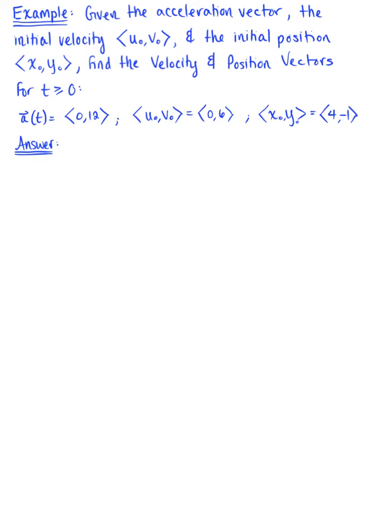So let's begin quickly here by recalling that we can define a velocity vector, v of t, by integrating the acceleration vector with respect to our arbitrary parameter t. So that's where we're going to begin. Find the velocity vector.